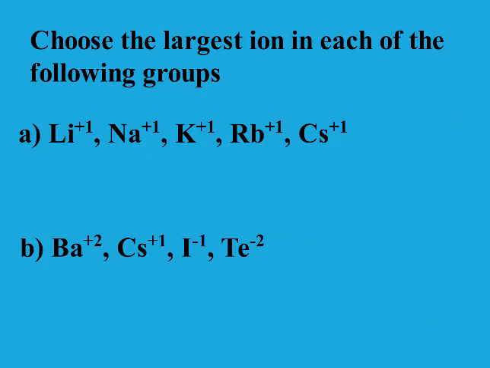So for these two, go ahead and figure out who's the largest ion in each group. Make sure they're isoelectronic before figuring out the largest. Restart when you have your answers.